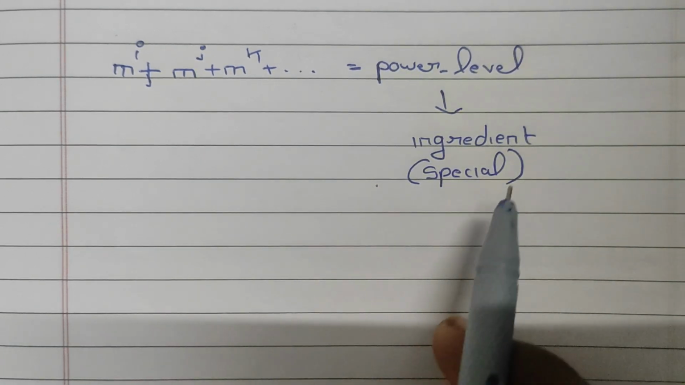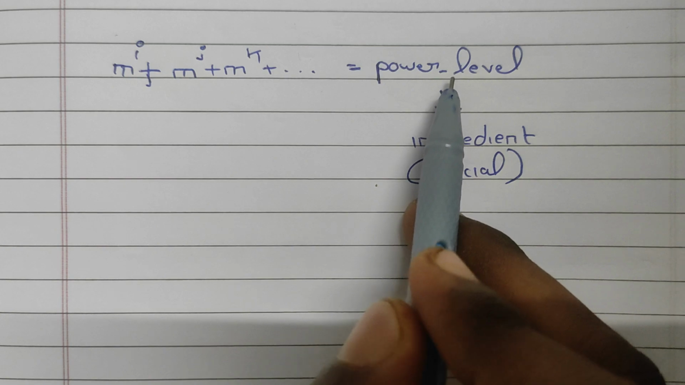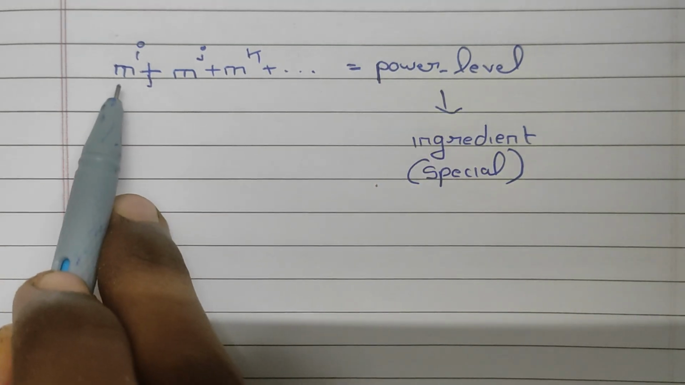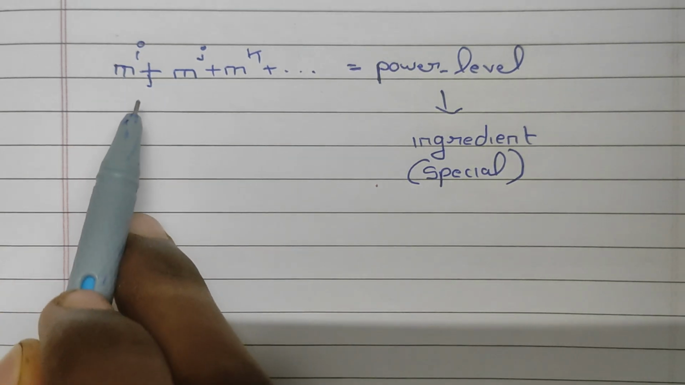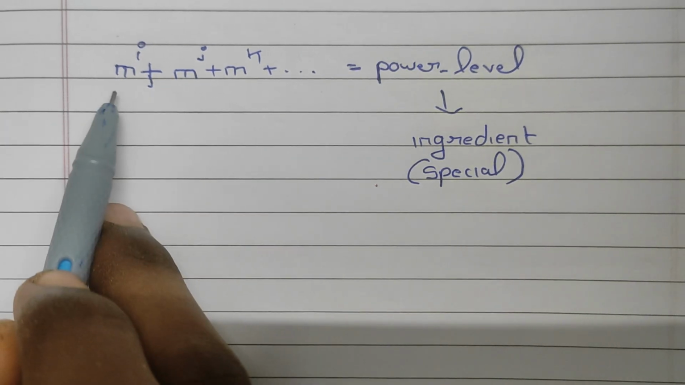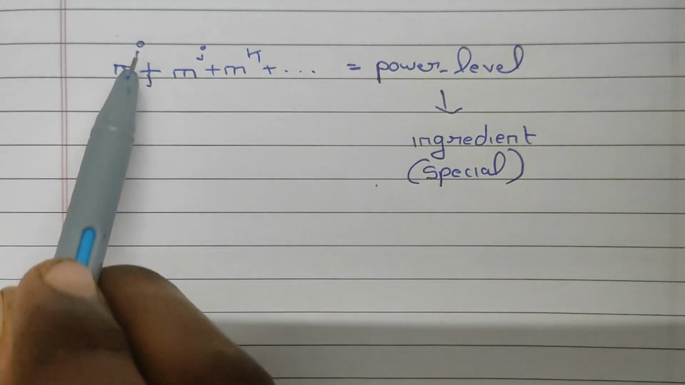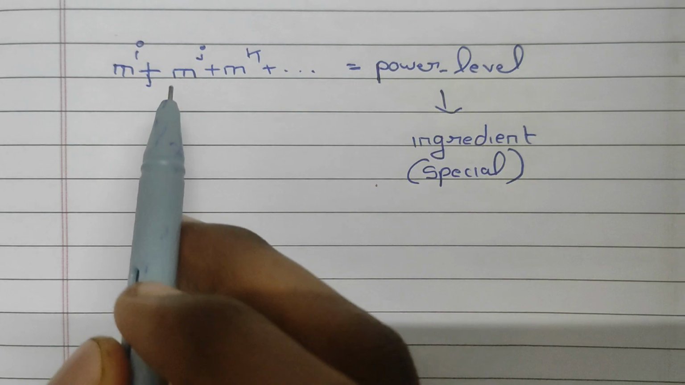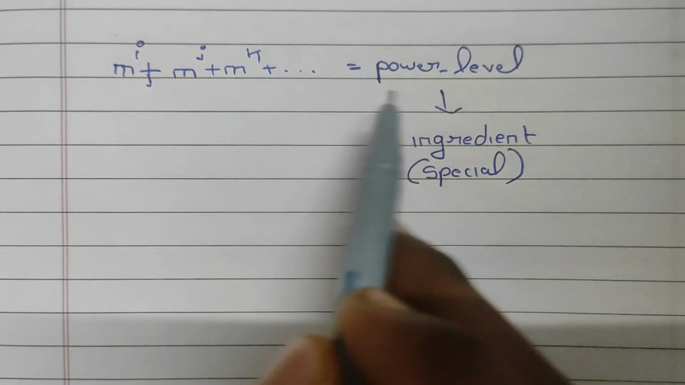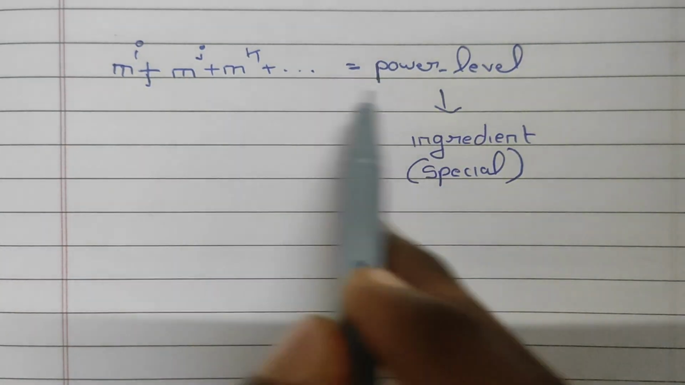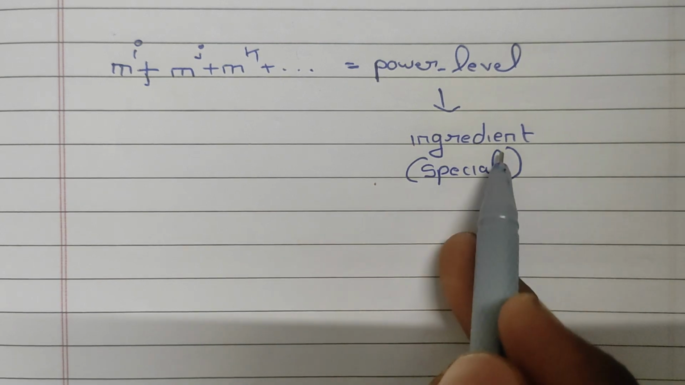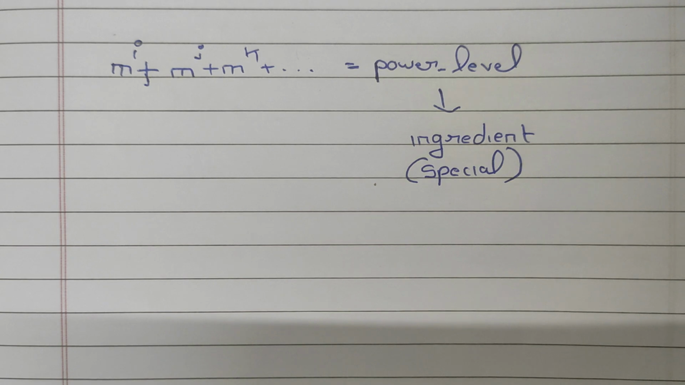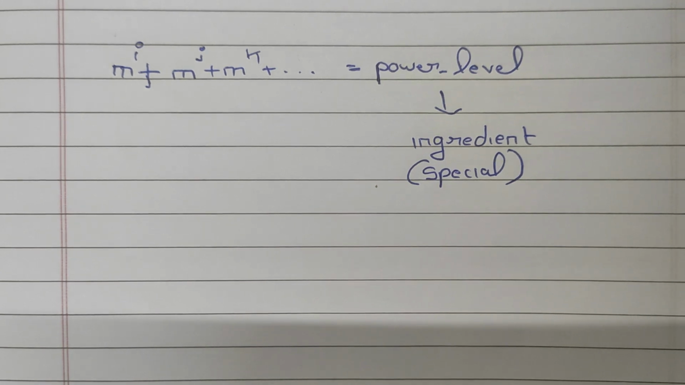So this ingredient which has this power level will be called special if this power level can be expressed as a sum of distinct non-negative powers of m. So i, j, k are distinct, and if the power level can be expressed in this format, the ingredient which has this particular power level is called special. So I will give you some examples.